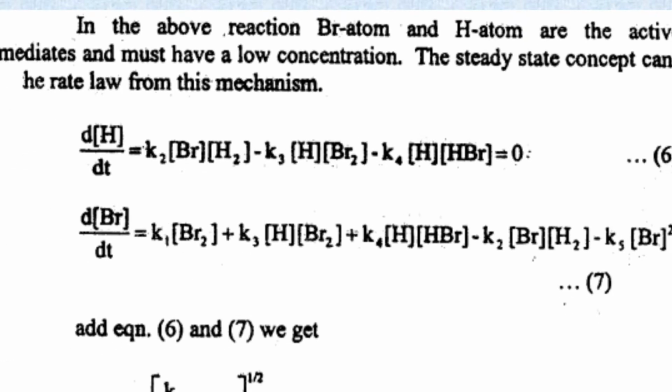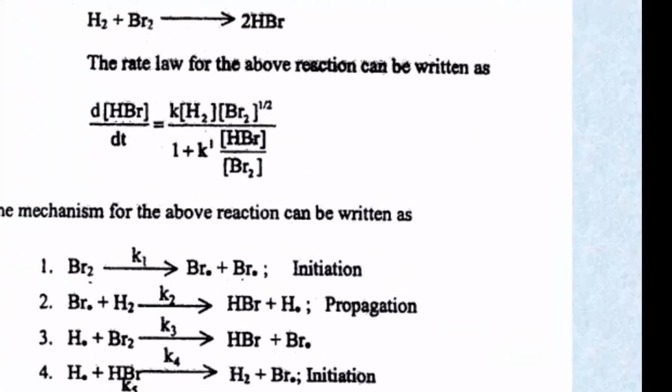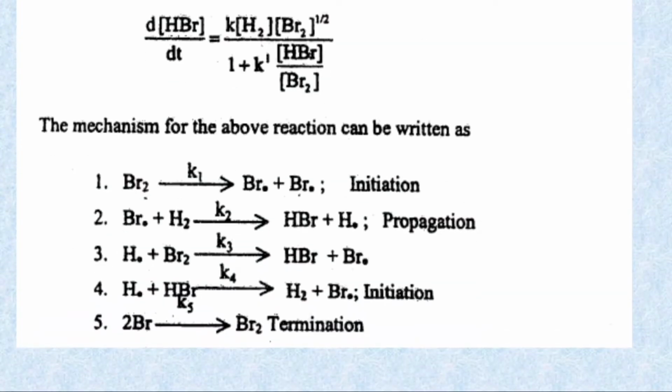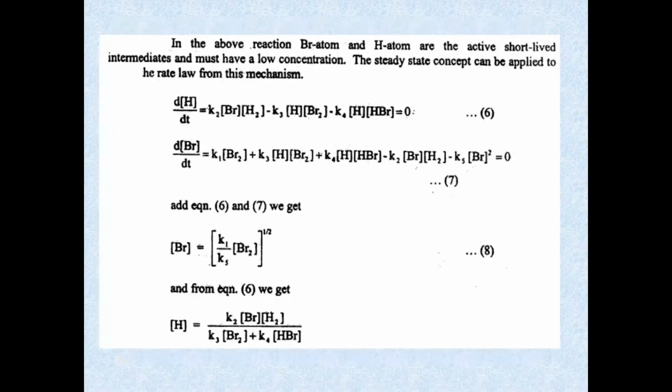Let us see. We are writing this here for the hydrogen radical concentration. In these five steps, wherever a hydrogen radical is formed, it is given a positive sign. Wherever a hydrogen radical is consumed, it is given a negative sign. Here the formation of the hydrogen radical takes place in the second step, and its consumption takes place in the third and fourth steps. So the rate equation of the second step is positive, and the rate equations of the third and fourth steps are negative.